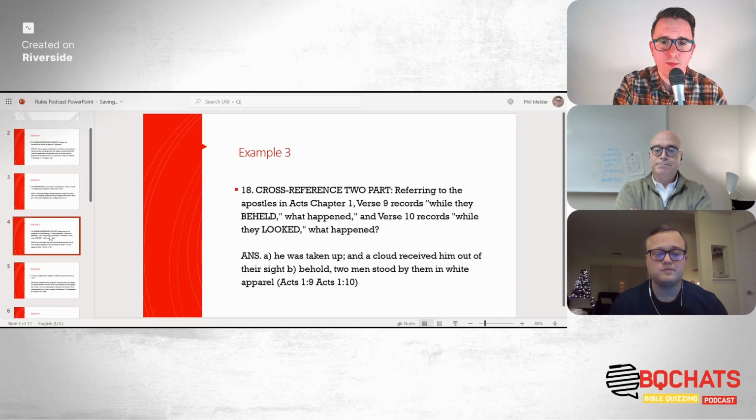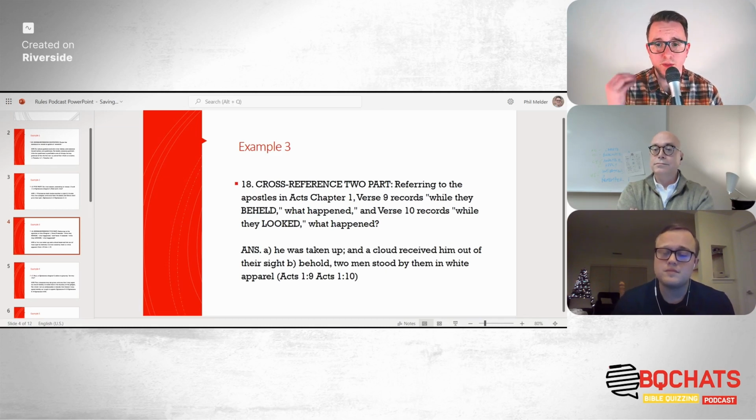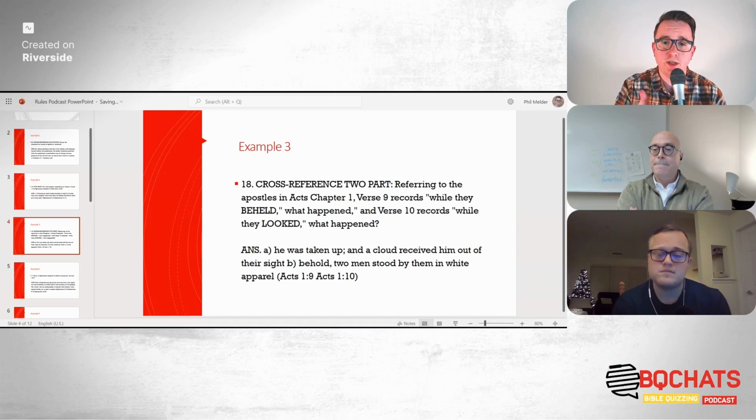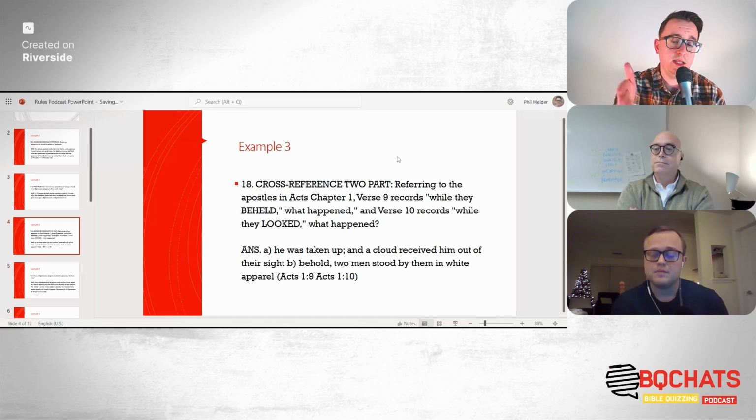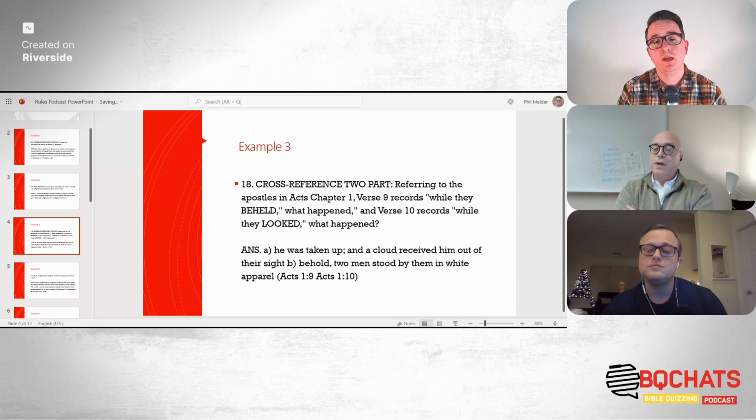Okay. Next example. This is a cross-reference 2-part question. Now, this question is coming from 2 consecutive verses, referring to the apostles in Acts chapter 1. Verse 9 records while they beheld what happened, and verse 10 records while they looked what happened. So, this is consecutive verses. It is giving both verses in the question. So why would this be considered a cross-reference question?